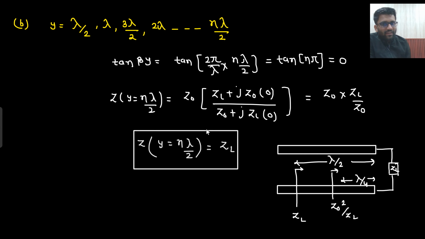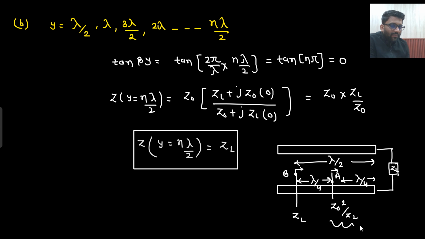Basically, at lambda by 2 it is repeated, then at lambda also it will be repeated, at 3 lambda by 2 also it will be repeated, at 2 lambda it will be repeated, at 5 lambda by 2 it will be repeated. And this is pretty obvious as well. Why is that so? Let's say I am standing at this particular point. This point will be lambda by 4 away from this particular point. This point is lambda by 2 away from the load. I am calling this point B. So this point B is lambda by 2 away from the load, but this point B is lambda by 4 away from point A, right?